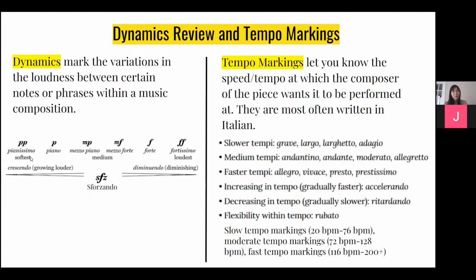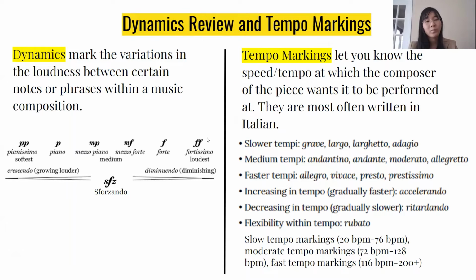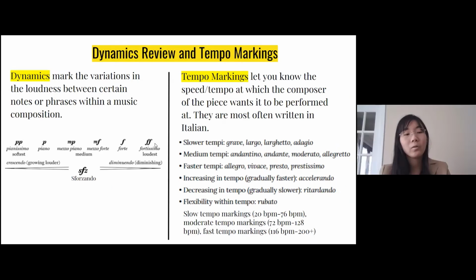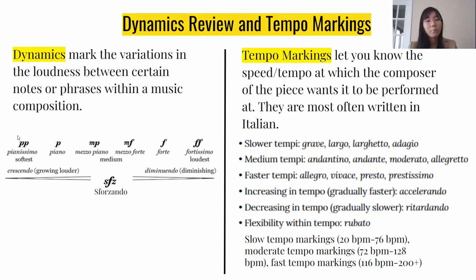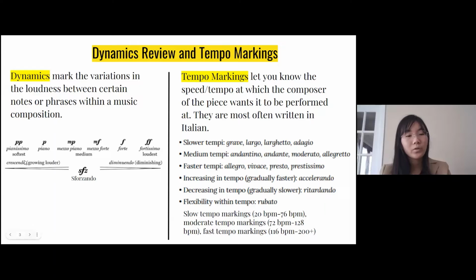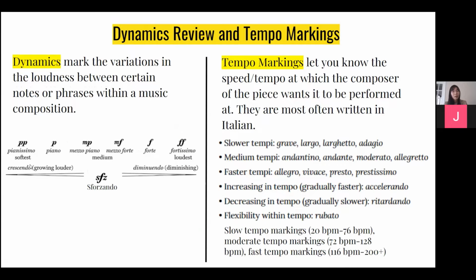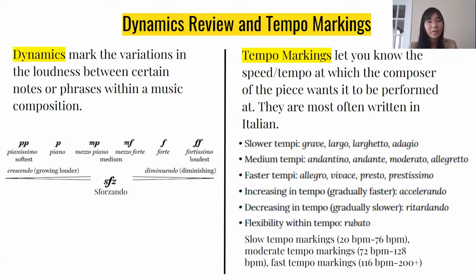So pianissimo, for example, which is the softest, would be very quiet in relation to mezzo forte or forte, and fortissimo would be really, really loud in relation to piano and pianissimo. Because you don't really want it to be too quiet, because then the audience can't really hear it. It's just in relation.